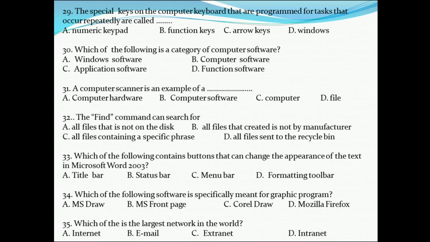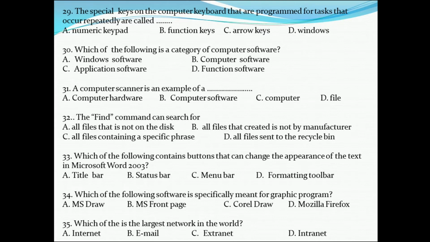Question 29. The special keys on the computer keyboard that are programmed for tasks that occur repeatedly are called. A. Numeric keypad. B. Function keys. C. Arrow keys. Then D. Windows.